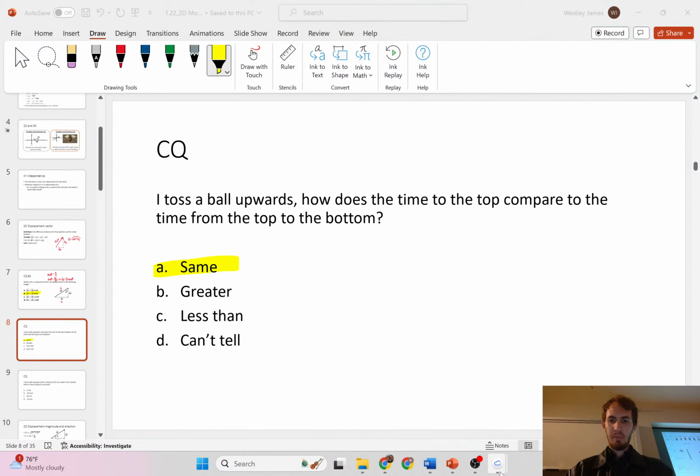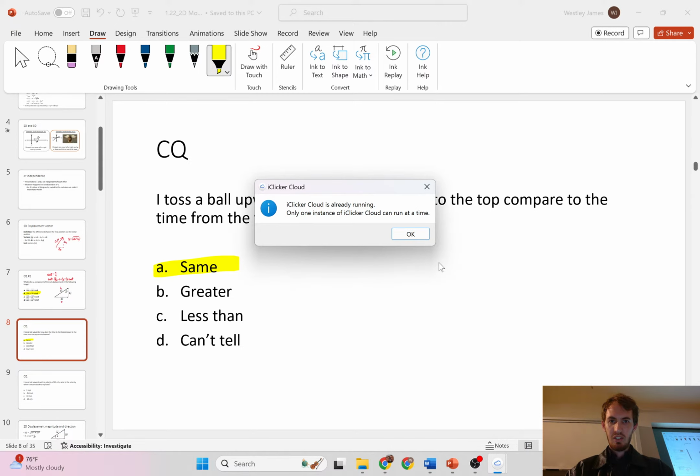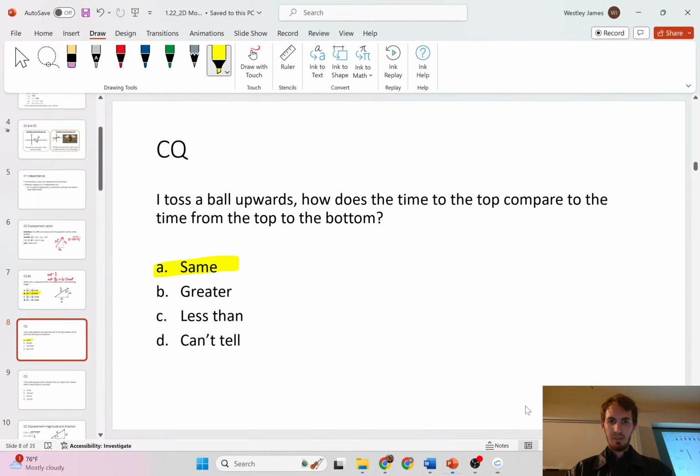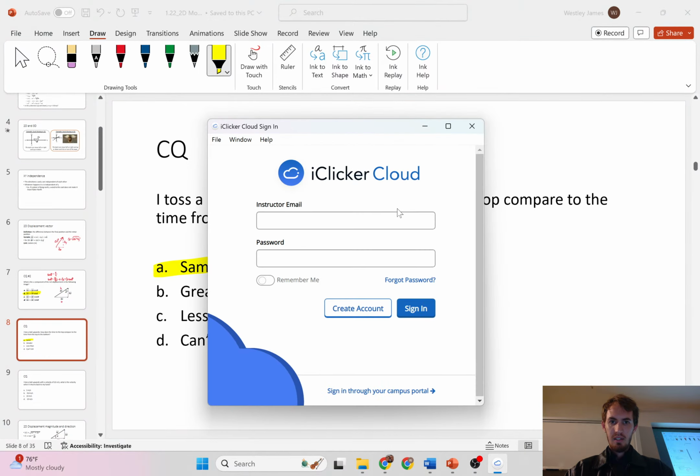Let's see, is my iClicker very angry? It's already running. Great. Through the power, I'm not going to risk this. I already made that mistake once before.